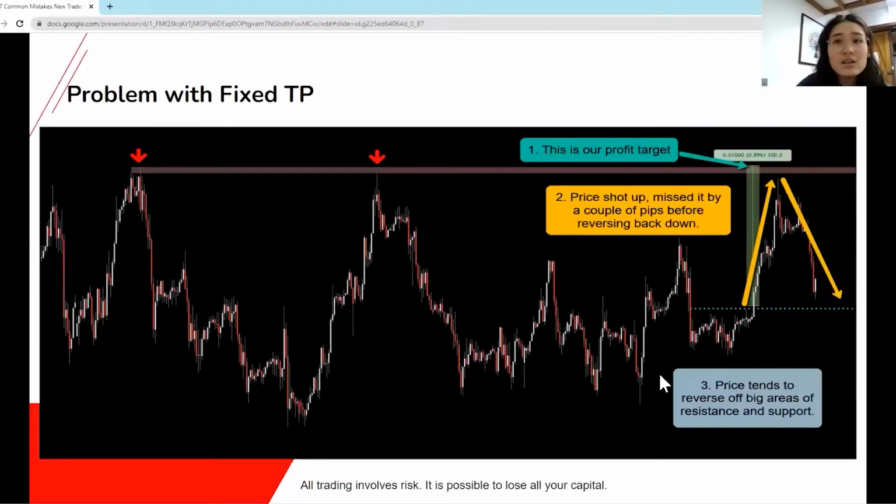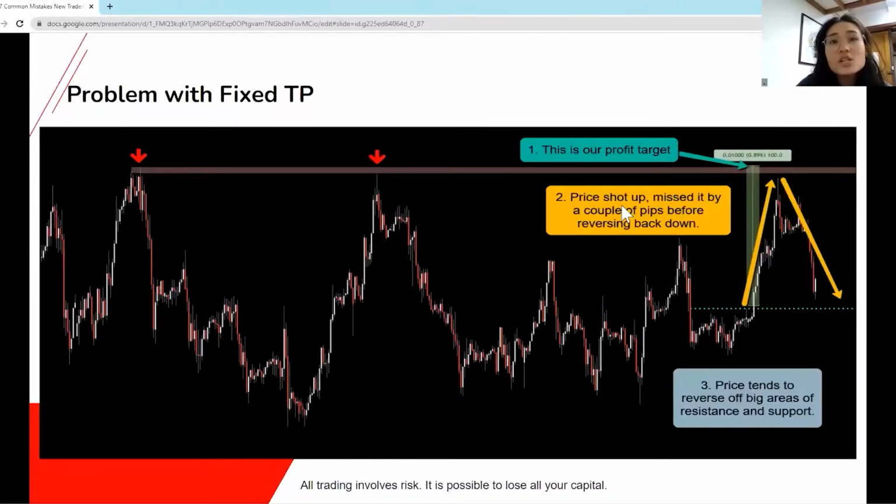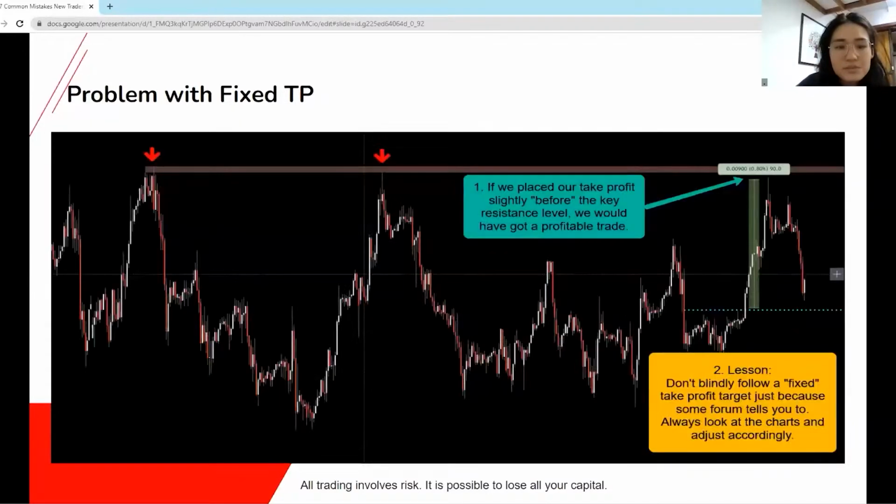So this is how it played out in the end. Let me show you. This is the before and this is the after. This is our profit target, and price shot up but missed it by a couple of pips before reversing back down. The reason for this is because price tends to reverse off of big areas of resistance and support. So in an alternative scenario, if we had placed our take profit before the key resistance level, we would have got a profitable trade. So it's important to look at the charts and then adjust your take profit or stop loss accordingly.